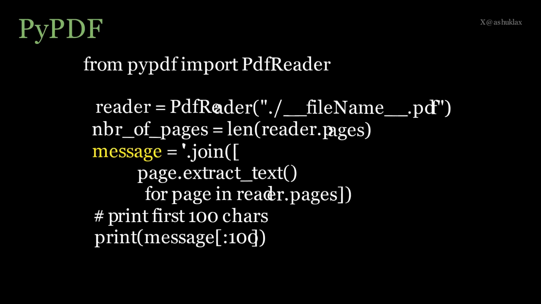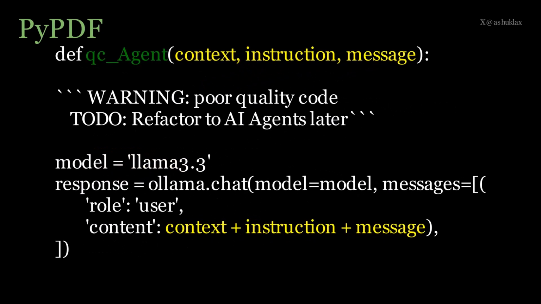in the message variable. If you recall our last video, we wrote a function named QC_agent, which means quality control agent. This function accepts three parameters: context, instruction, and message. So in this section, we are just going to focus on building these context, instruction, and message. Message is something we already know, because we just read a PDF file using the PyPDF package, and whatever content it reads from the PDF file, we store into this message variable. So now let's focus on building the two other variables, which are context and instruction.